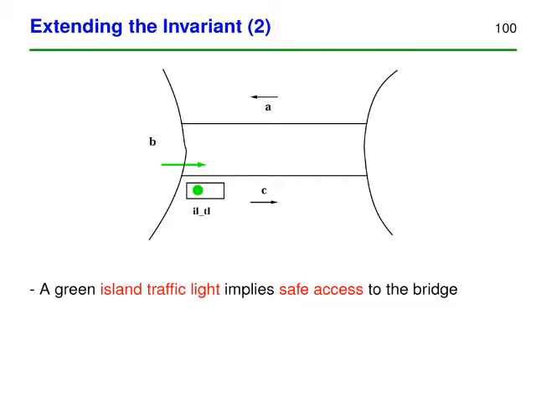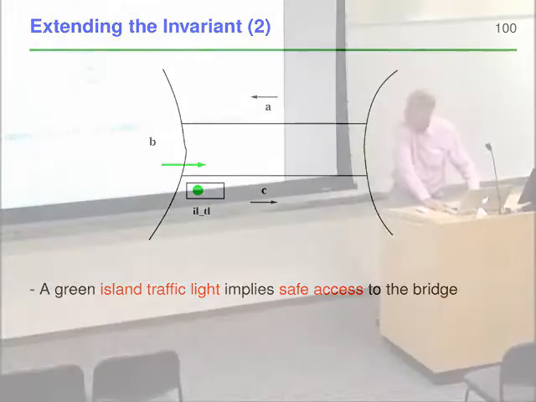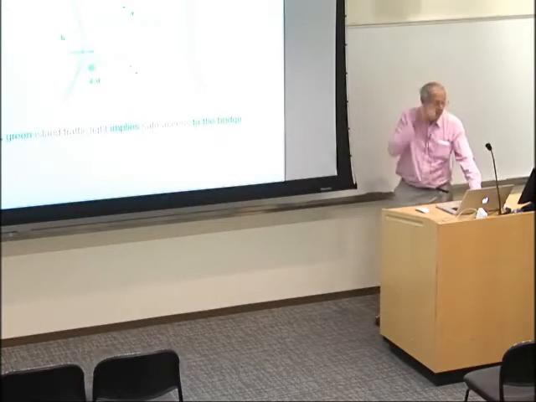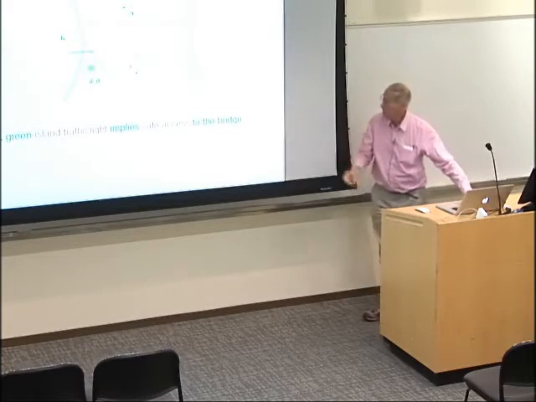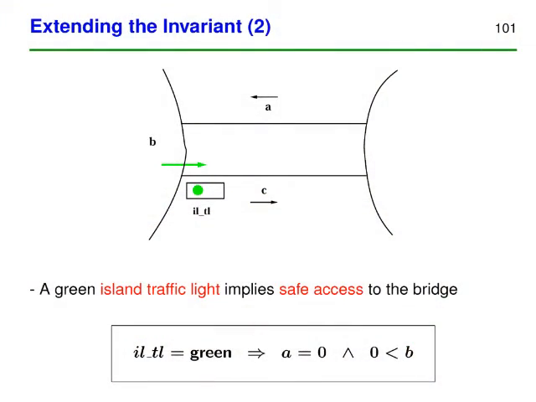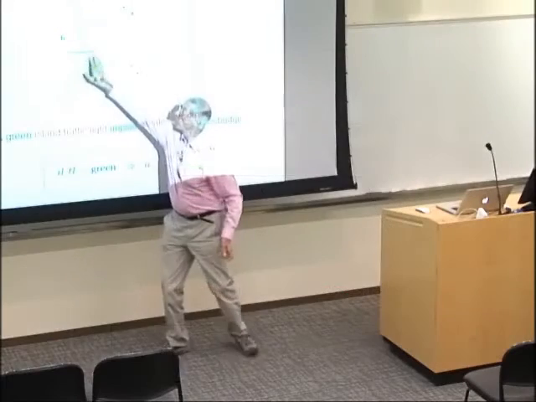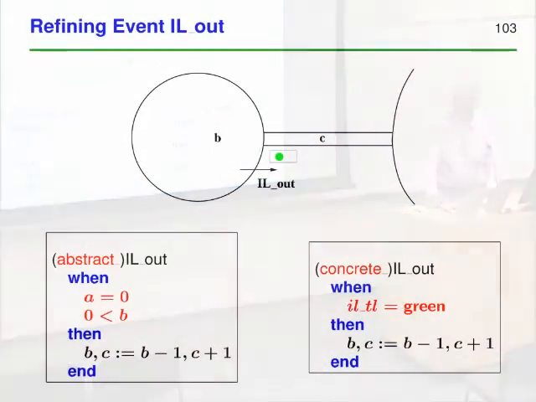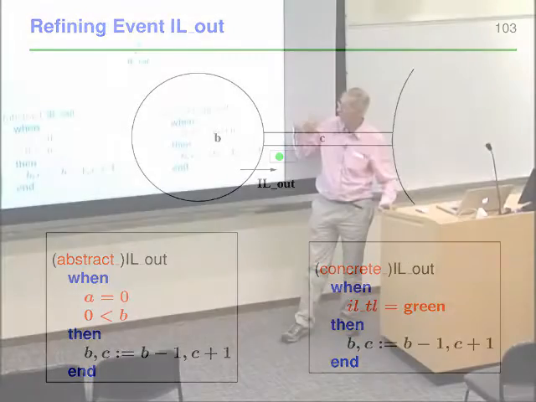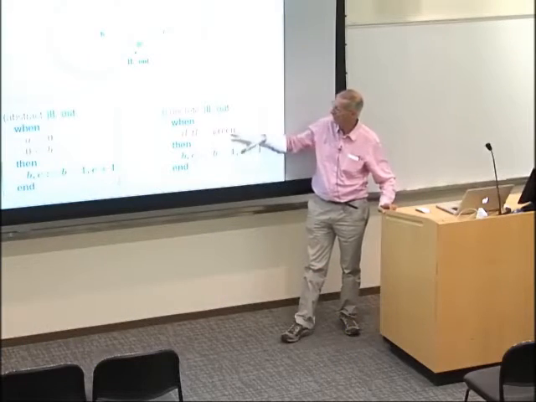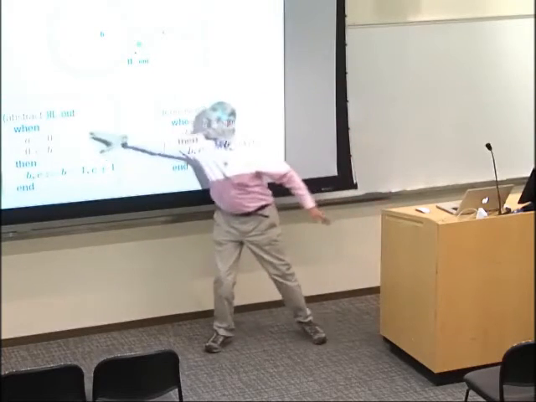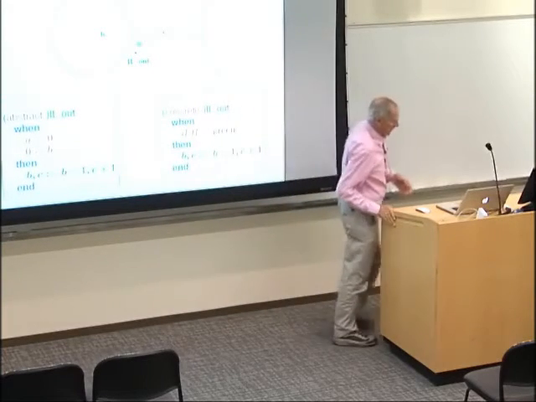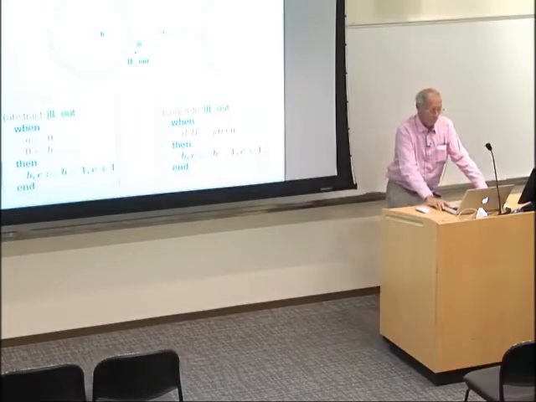And we have exactly the same thing in the other direction. A green island traffic light implies safe access to the bridge. So therefore we have this one, and these were the conditions for going out of the island here. And then we have this, which is exactly the similar situation as before for ML out. ILTL green implies this, so we have indeed a guard strengthening.